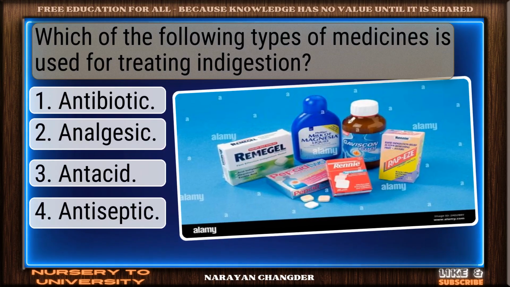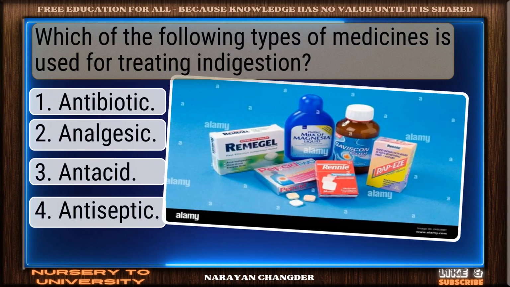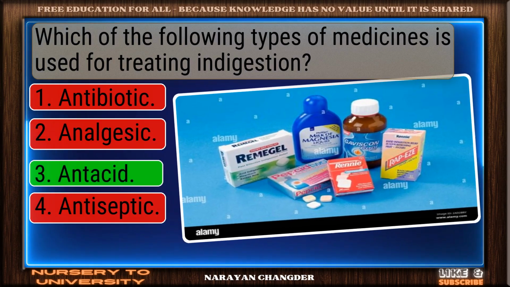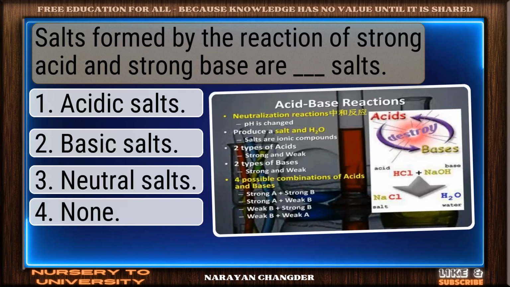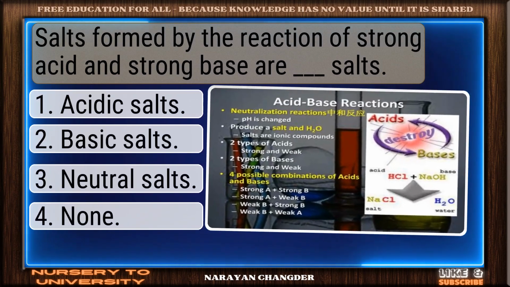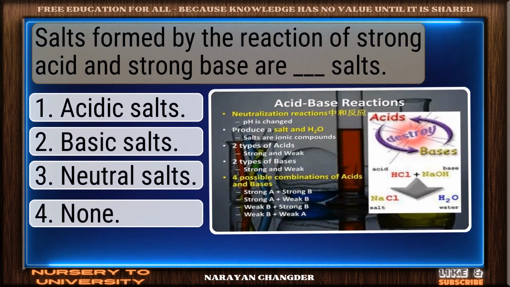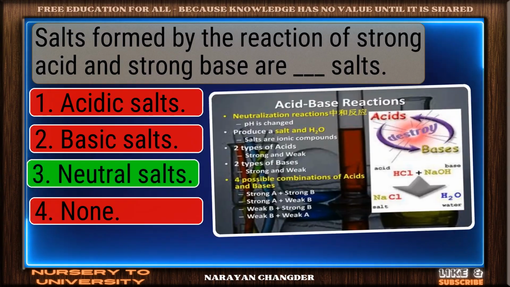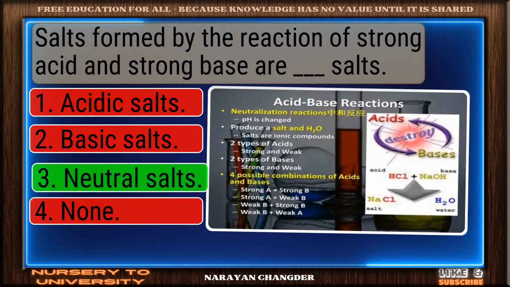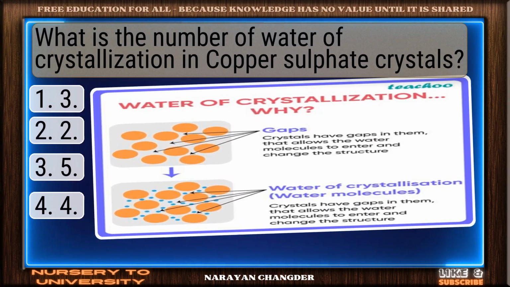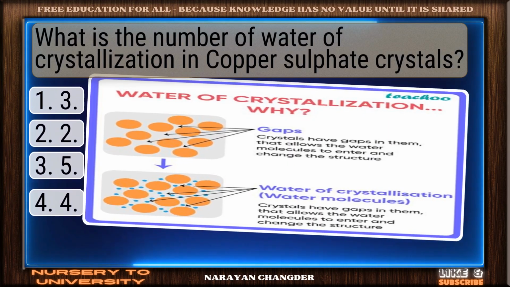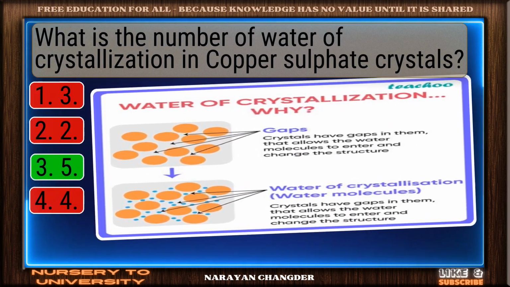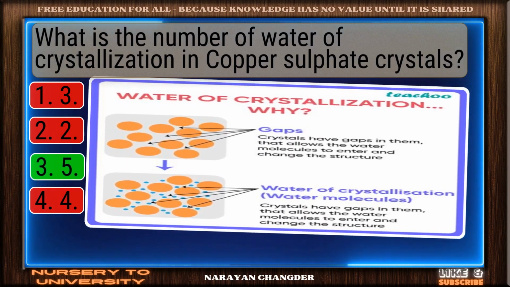Which of the following types of medicines is used for treating indigestion? Sharp thinking. Antacid is right. Salts formed by the reaction of strong acid and strong base are dash salts. On track. Neutral salts is correct. What is the number of water of crystallization in copper sulfate crystals? Well picked. 5 is correct.